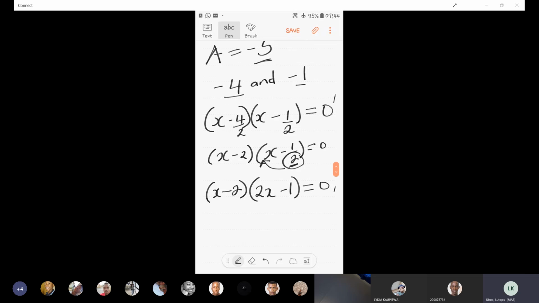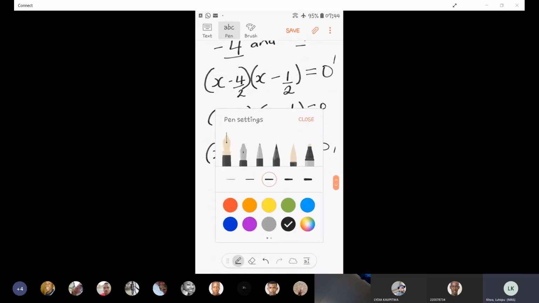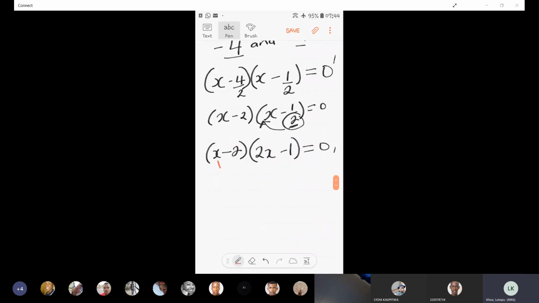Then if you were to multiply this out, let's just see. When I say x times 2x, I get 2x squared. X times minus 1, that is minus x.